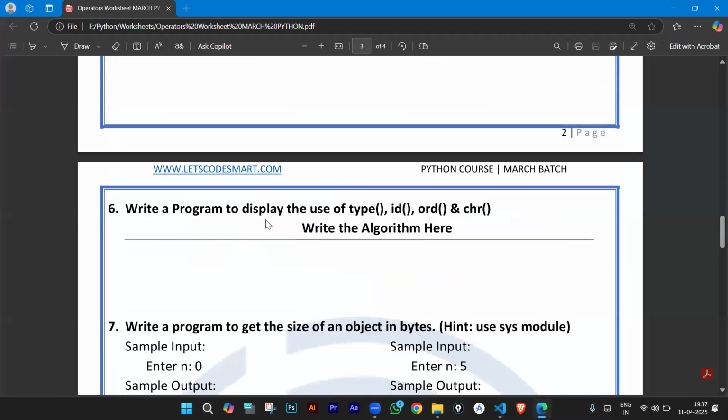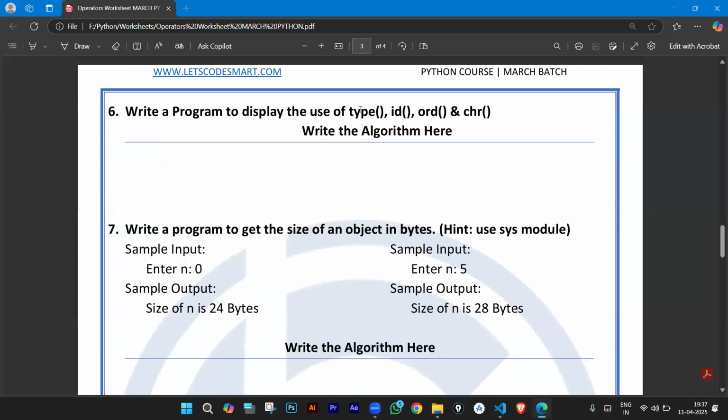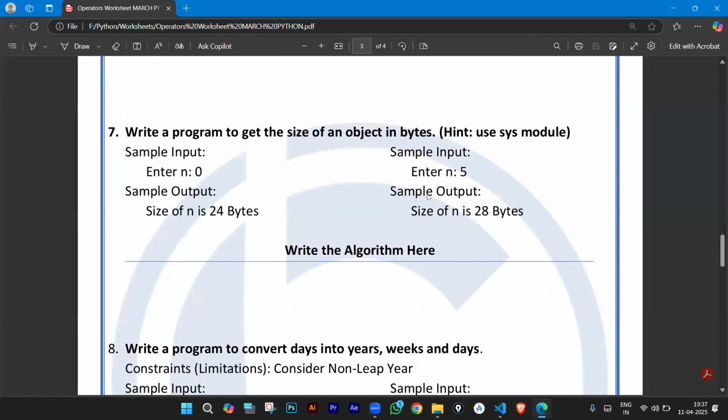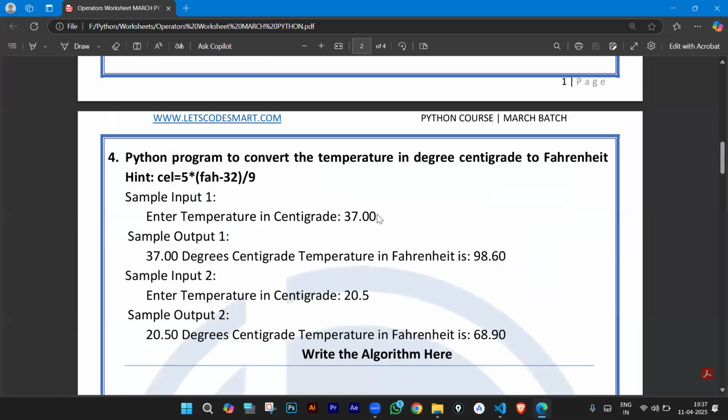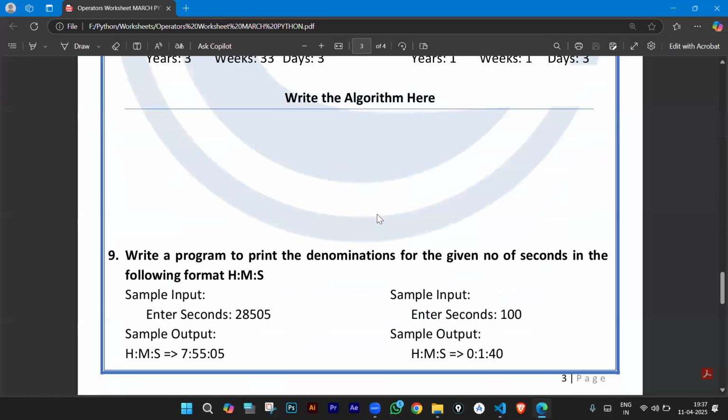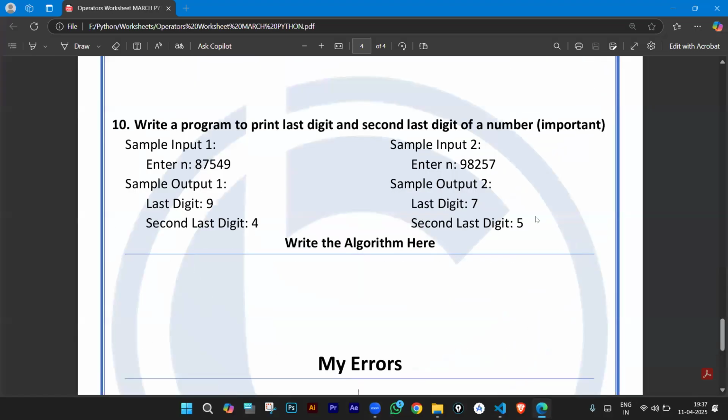Swapping of two numbers we have, and we have the use of these single functions: type, ID, ORD, CHR. Give them a go, and how to print the number of bytes. This will teach you how to import a module. Every program is specifically designed to teach you something, some sort of error, some sort of printing technique, or some sort of module. Okay. So this would be good.